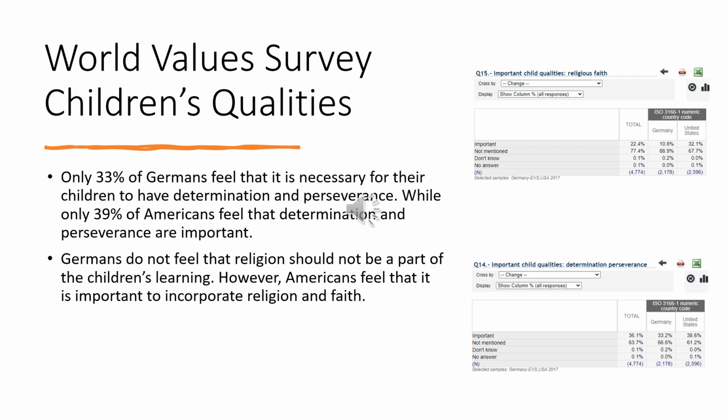Religion. The Germans don't feel that religion should be a part of the children's learning. However, the Americans feel that it is important to incorporate religious faith. As you can see on the scales, the Americans were at 32%, and the Germans were at 10% when it came to incorporating your faith, religion, and beliefs.